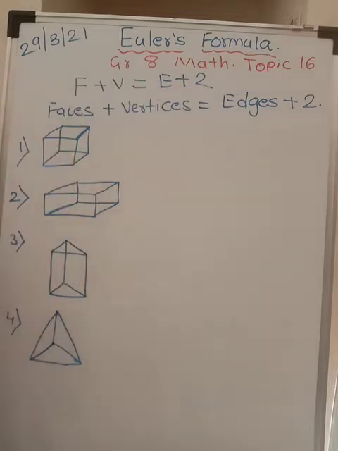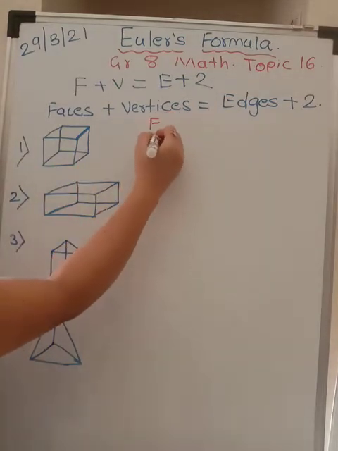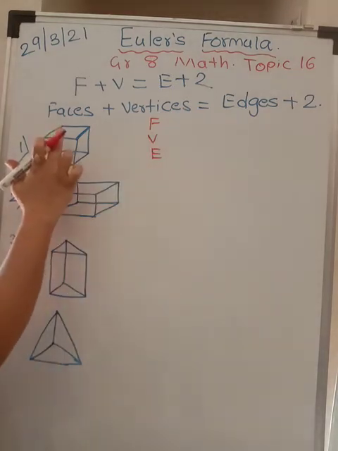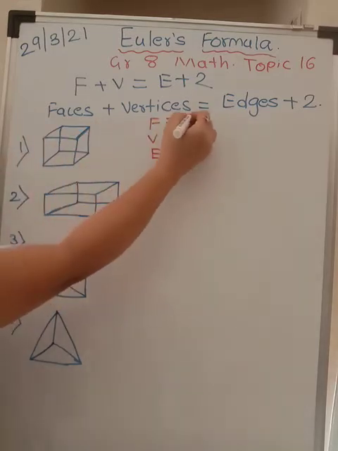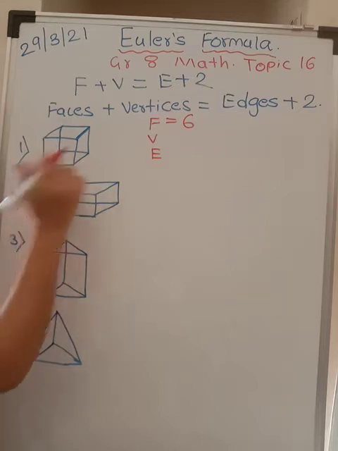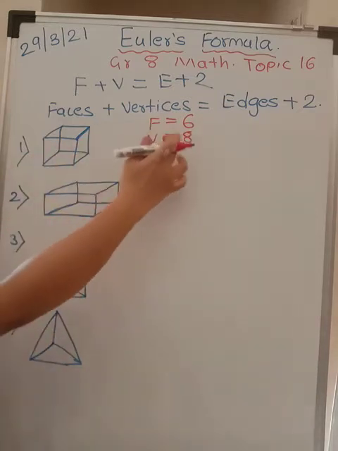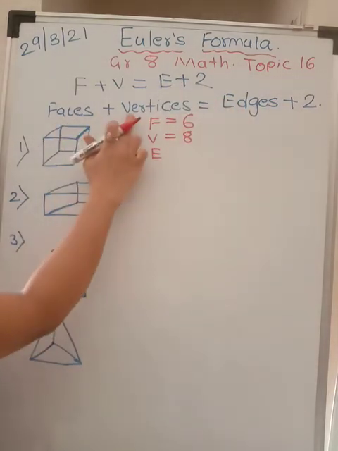For example, this is a cube, everyone knows that. Now let us see what the faces, vertices and number of edges are. How many faces are there? We have seen 1, 2, 3, 4, 5 and 6. So the number of faces is 6. Vertices: 1, 2, 3, 4, 5, 6, 7, 8. 8 vertices are there. According to Euler's formula, number of edges plus 2 is equal to faces plus vertices.